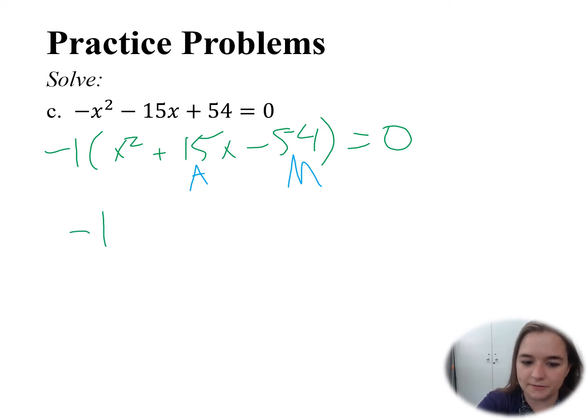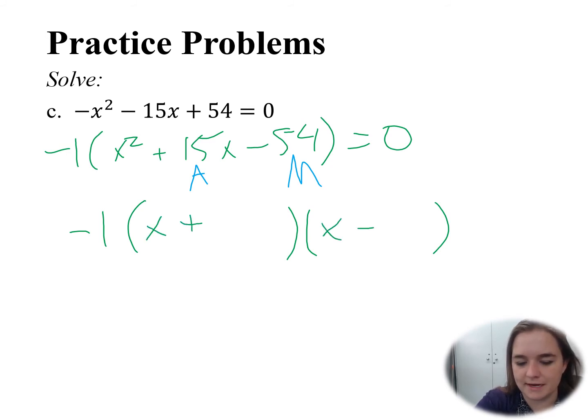Can't forget that coefficient out in front. I know that one of my factors is going to be positive and one is going to be negative to give me that -54. I know that the greater factor must be positive because my addition answer is positive. So the pair of factors that works is 18 and -3.